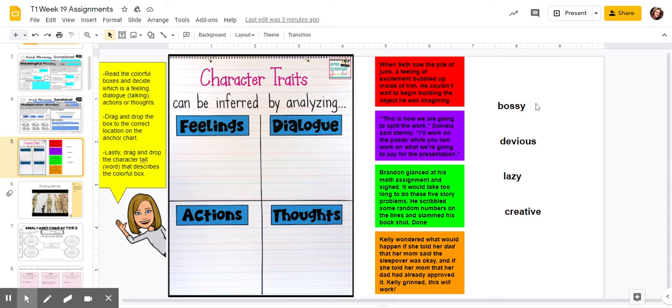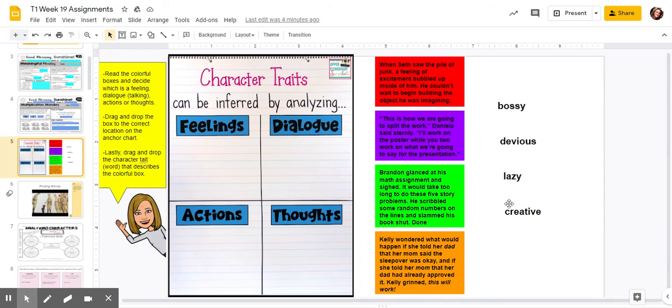box. So for example, when Seth saw a pile of junk, a feeling of excitement bubbled up inside him. He couldn't wait to begin building the object he was imagining. So pay attention to the words and decide if that belongs in feelings, dialogue, actions, or thoughts. Then decide, is Seth bossy, devious, lazy, or creative?